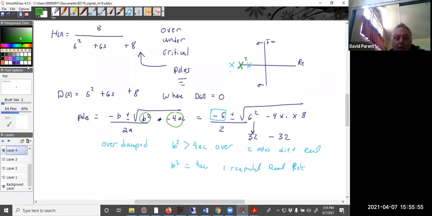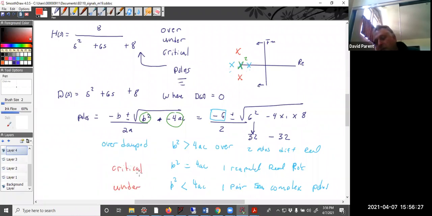All right. And if b squared is less than 4AC, well, then you're going to get one pair of complex poles. And that's going to be underdamped, that's going to be critically damped. All right. So that's pretty much it.